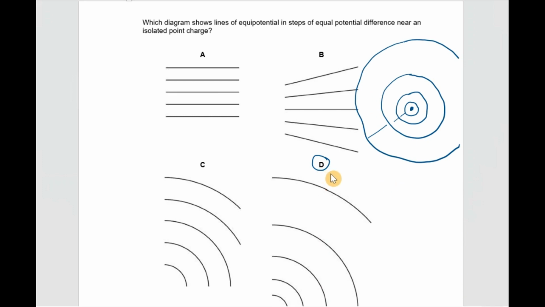So, pretty obviously, that's parallel, that's not, I don't know what's going on there. These aren't because the distance between each concentric circle is the same, whereas D shows concentric circles and the distance getting larger each time. The answer is D.